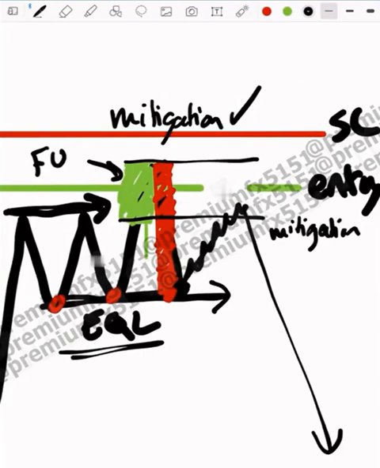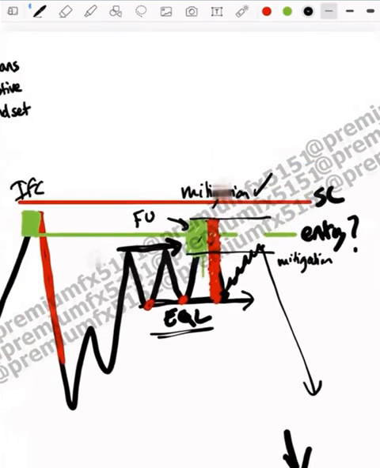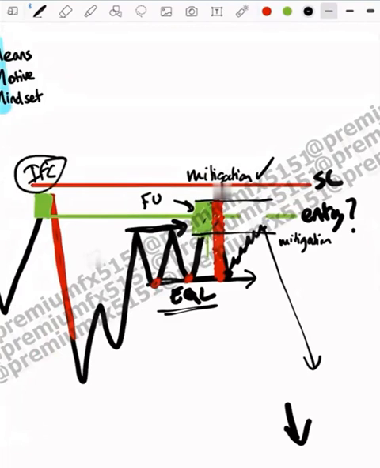Again, this is just basic smart money. There's no refinements to this yet. I'm just explaining my understanding and how I trade them and how I apply it. But does that make sense? An FU candle is the same as IFC. These are the same thing.